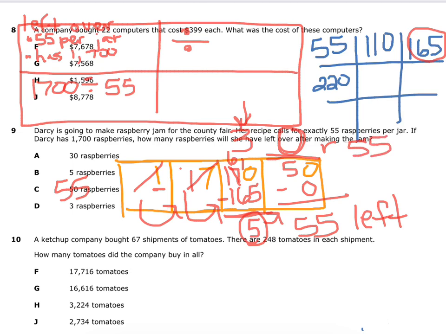So the question said, how many raspberries does she have left over? So in this case, we don't need this. We just need the remainder. So your answer would be 55.